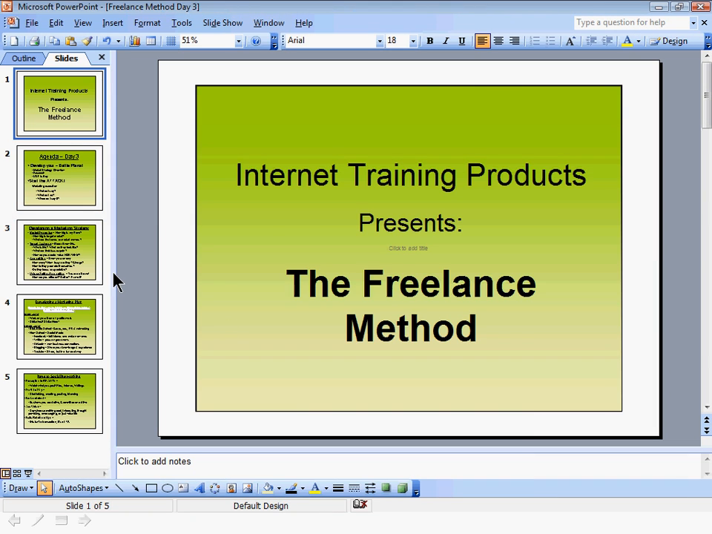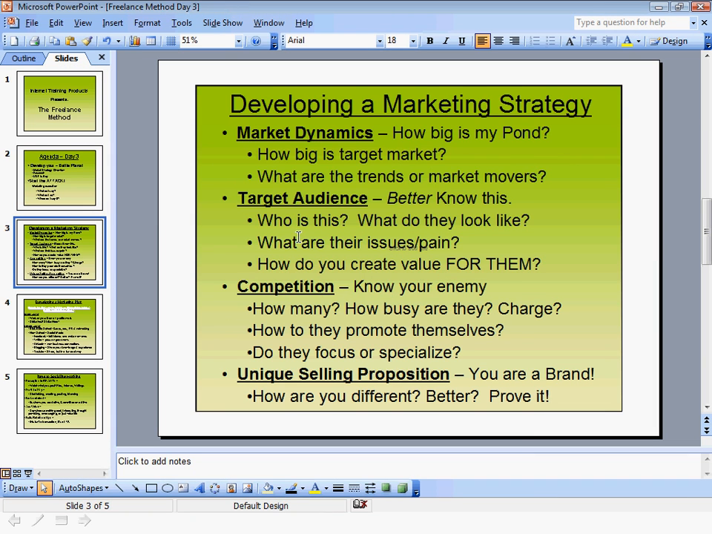So hopefully that's pretty clear. It should be clear that what you're trying to do is figure out where can I make money? What space is out there that people are willing to pay for?